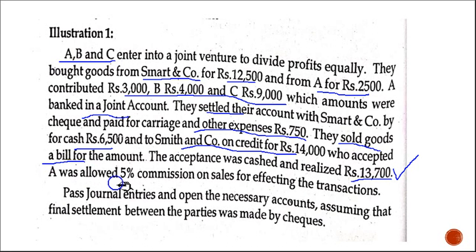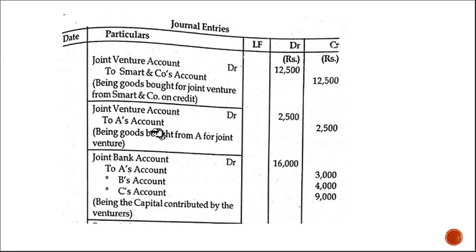A was allowed 5% commission on sales for effecting the transaction. So another transaction, the next transaction. For A, we have to give 5% commission on sales. What is the sale? Total sale, cash plus credit sale, 6,500 plus 14,000. On that 5% commission should be given. Here, pass journal entries and open the necessary accounts, assuming that final settlement between the parties was made by check. So we have to pass the journal entries. Okay, let us pass the journal entries.